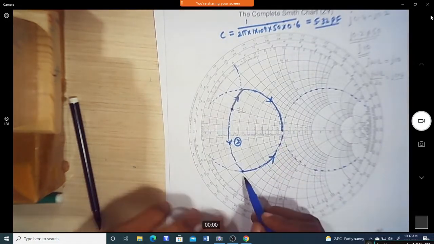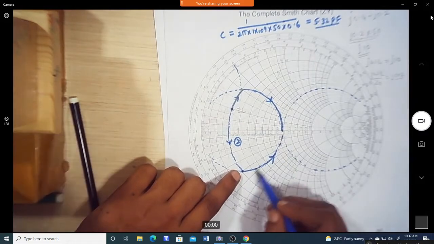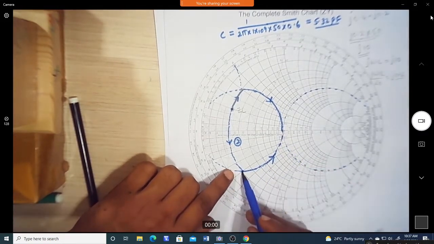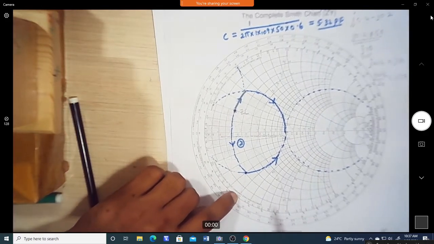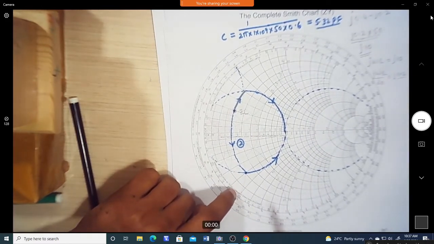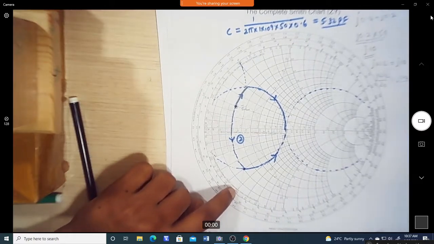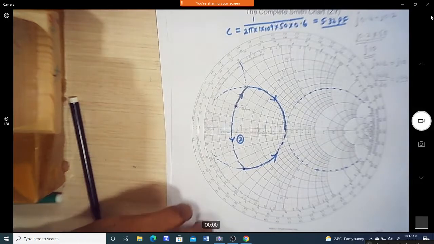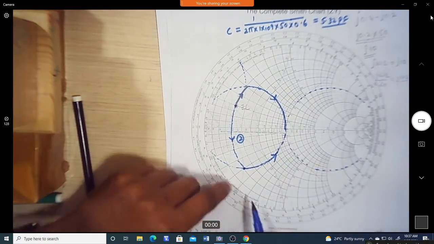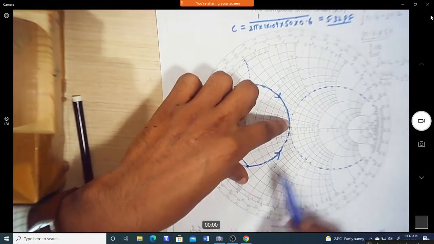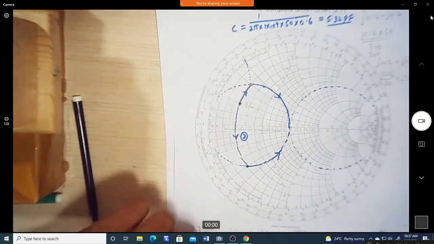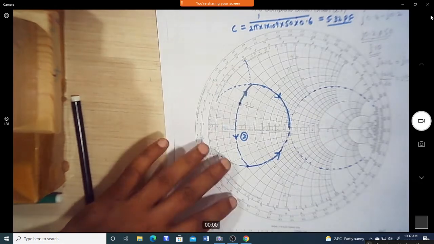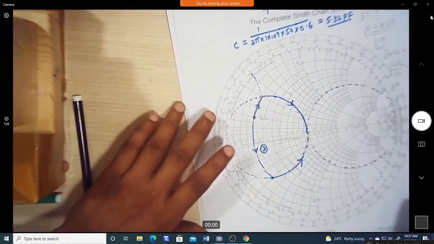So now we can see it is moving on the conductance circle. We have to see how much susceptance it is offering. The susceptance, as you can see here, is j2. It is a shunt inductor. So for the shunt inductor equation, you can equate the value to j2. This much susceptance it is offering.